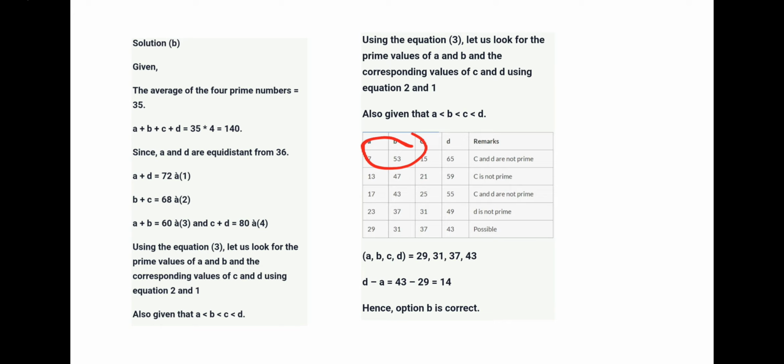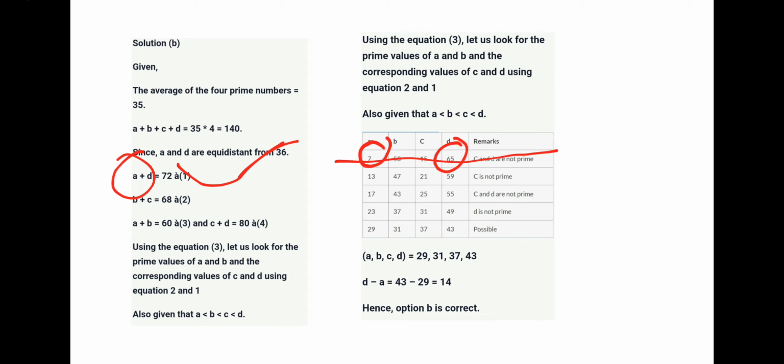So 7 and 53 is one such pair of primes. We have got 13 and 47, 17 and 43, 23 and 37, and 29 and 31. These are the pairs which are prime numbers and whose sum is 60. I hope you have understood. Now what we have to do is, by taking 7, we substitute in the first equation and find the D value. When you substitute A as 7, you get D as 65, but D also should be a prime number, and it is not, so the first one is not satisfying.